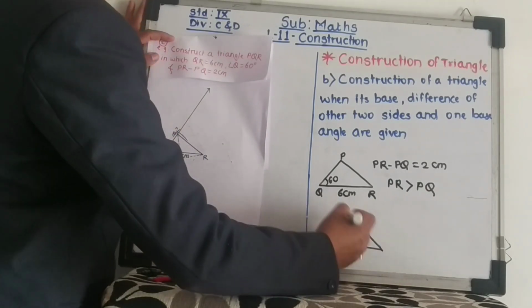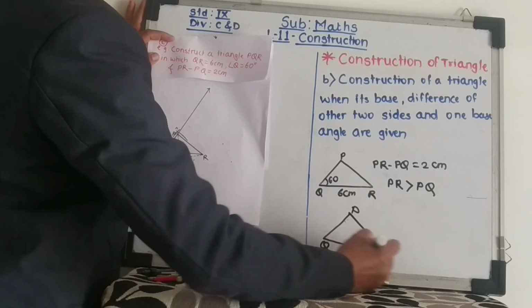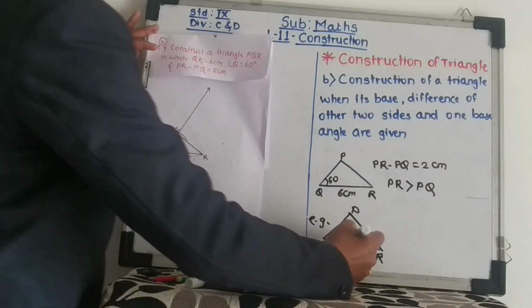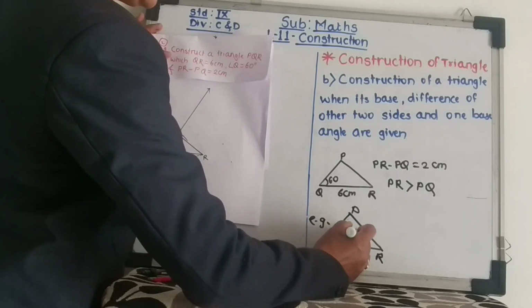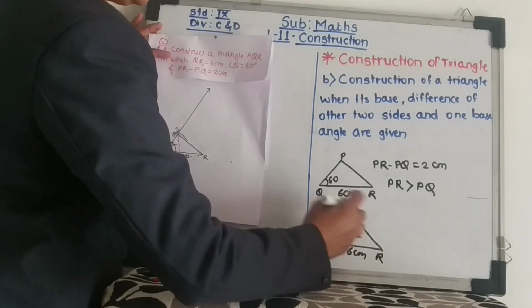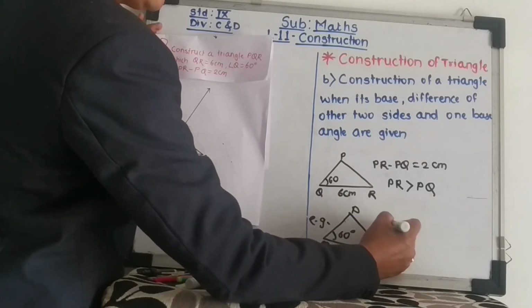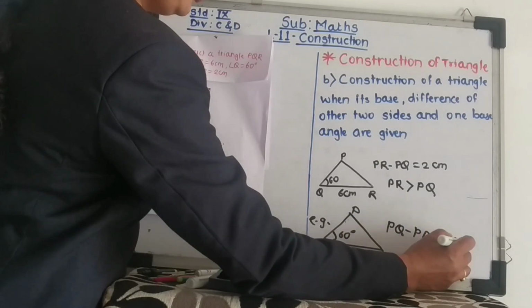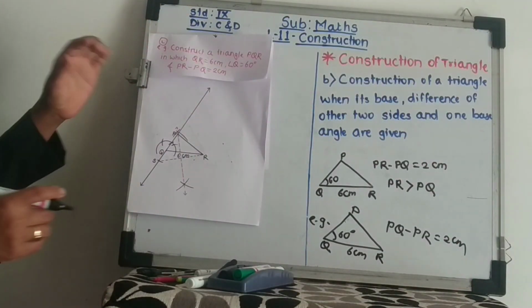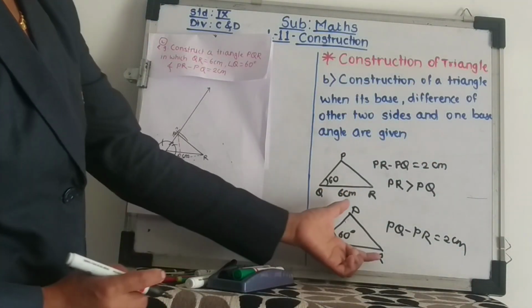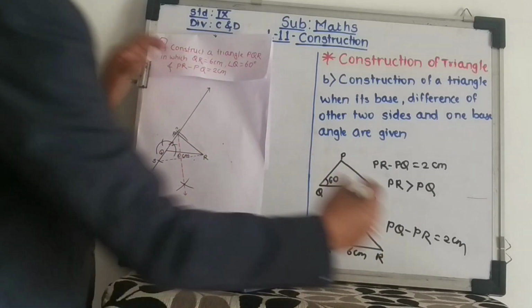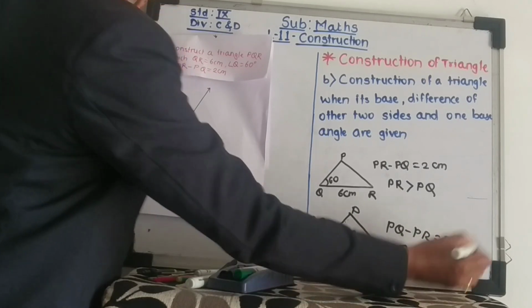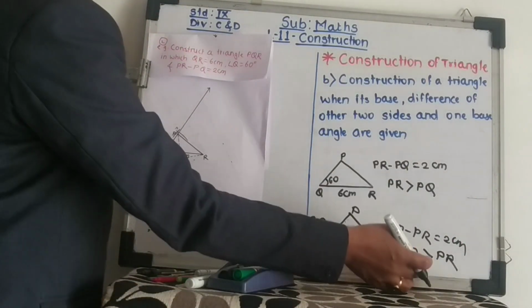Suppose here PQR, this is another triangle I am taking for example. This angle is given as 60 degrees. This is 6 centimeter, and the difference PQ minus PR equals 2 centimeter is given. From PQ we are subtracting PR. So here who is greater? PQ is greater than PR. Are you getting the difference?